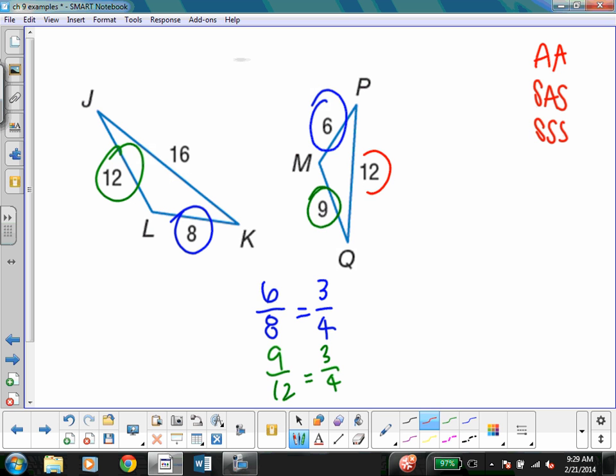If the third pair of sides, the 12 and the 16, reduce to be 3 over 4, then these two triangles have to be similar. 4 goes into both 12 and 16, so I got 3 over 4. Since all side ratios reduce to be the same fraction, yes, these two triangles are similar because of AA.